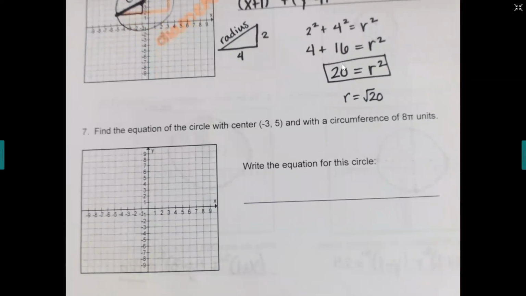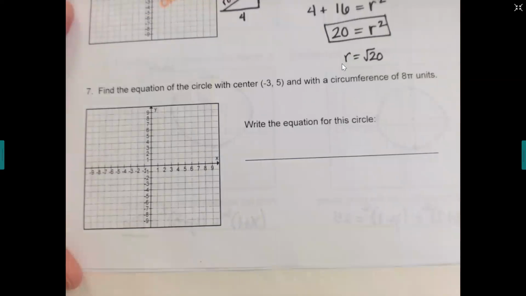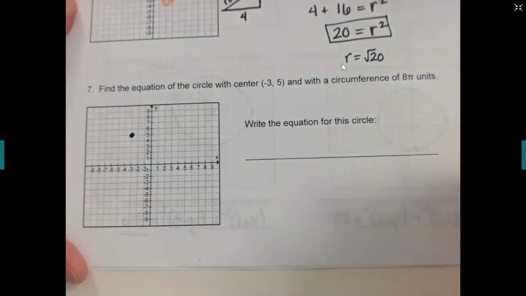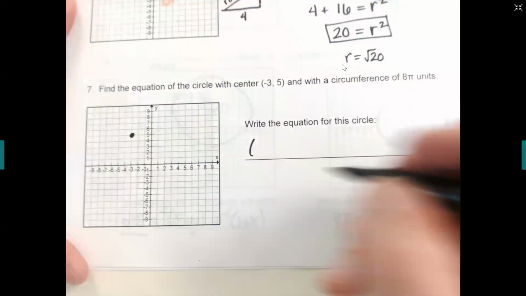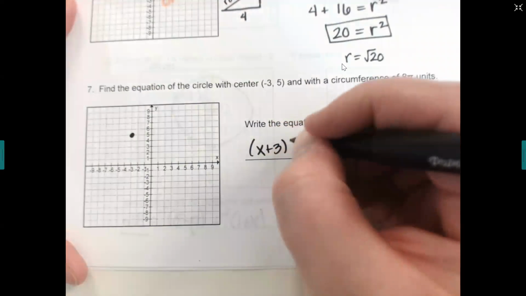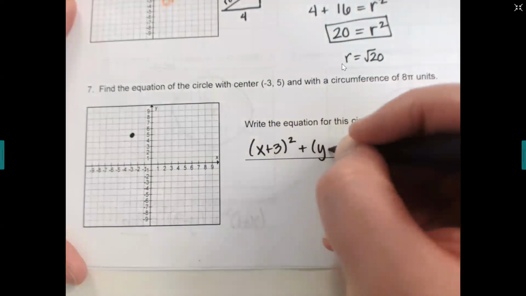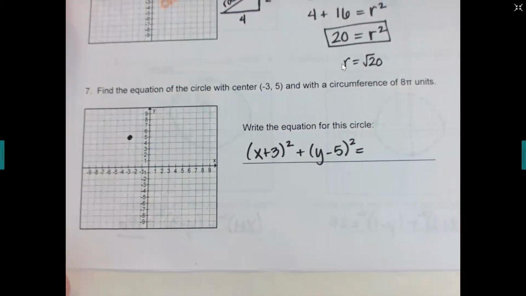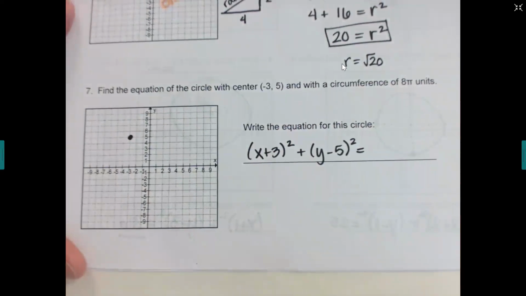We know our center is negative 3, 5. So negative 3, 5 is here. What's the first part of our equation then? Automatically we know it. Okay, (x plus 3) squared and (y minus 5) squared. Okay, and then we need to know the radius. Look what they give you instead this time.